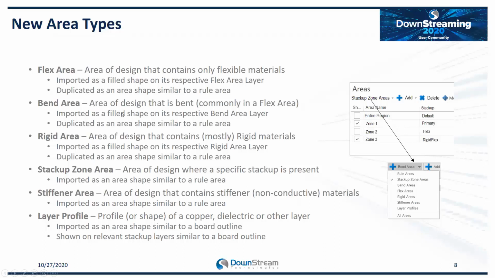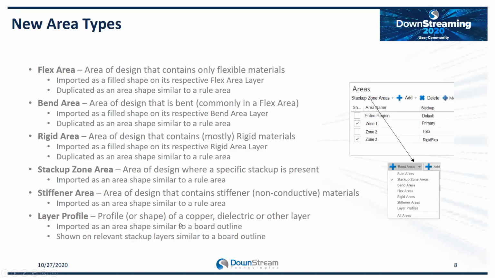Bend area, much like a flex area, except it's the specific area of those flex layers where the layers are bent. And again, it comes in as a filled shape on its bend area layer and duplicated as an area shape. Rigid area, as you might expect, same as a flex area. This is where the rigid materials are. Again, it comes in as a filled polygon and a rule area. Now, stack-up zones are a little unique. Stack-up zones are an area of design where a specific stack-up combination of layers is present. So only in this area are there rigid flex layers. Only in this area are there flex layers. Only in this area is another rigid flex combination. So stack-up zones are typically defined at the CAD system, and we'll take them directly in through our tool imports.